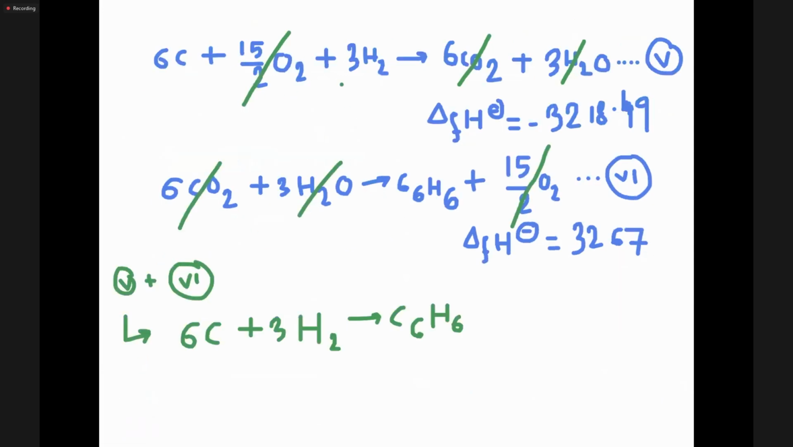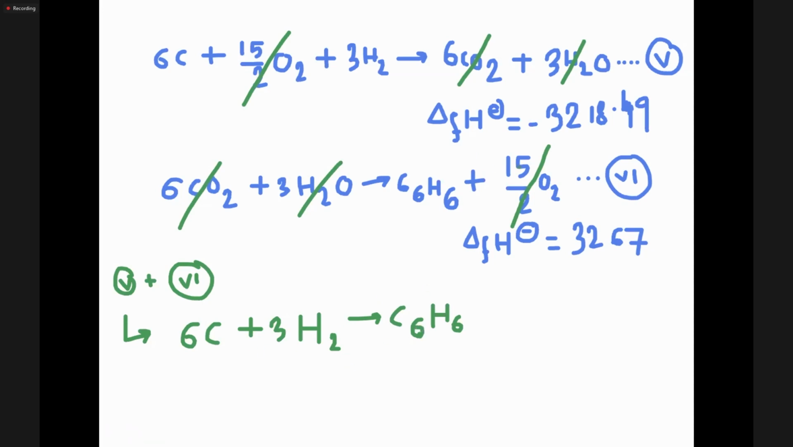So the more you practice this, the more you will understand how we can add or subtract the equations, so that ultimately the substances we get are our required ones. We required 6 carbon and 3 H2 on the left hand side. That's why I kept them on the left hand side for the entire numeric. And on the right hand side, we have to keep the benzene molecule. That's why I had to reverse the equation, so that these terms will be cancelled out and all we are left with are these equations.